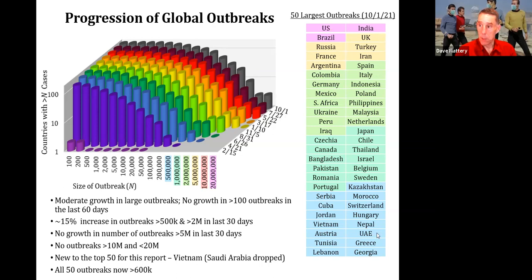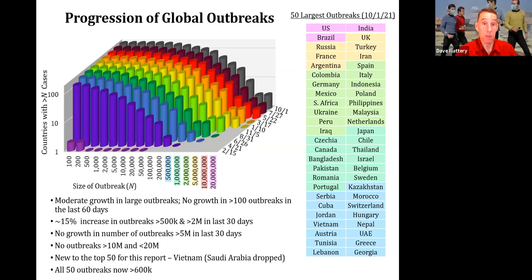And these are the 50 largest outbreaks as of October 1st. Not a lot of difference. The only new outbreak in the top 50 is Vietnam. And that displaced Saudi Arabia, which dropped out of the top 50. And Vietnam is certainly one of those countries that cruised along with an exemplary management of COVID.